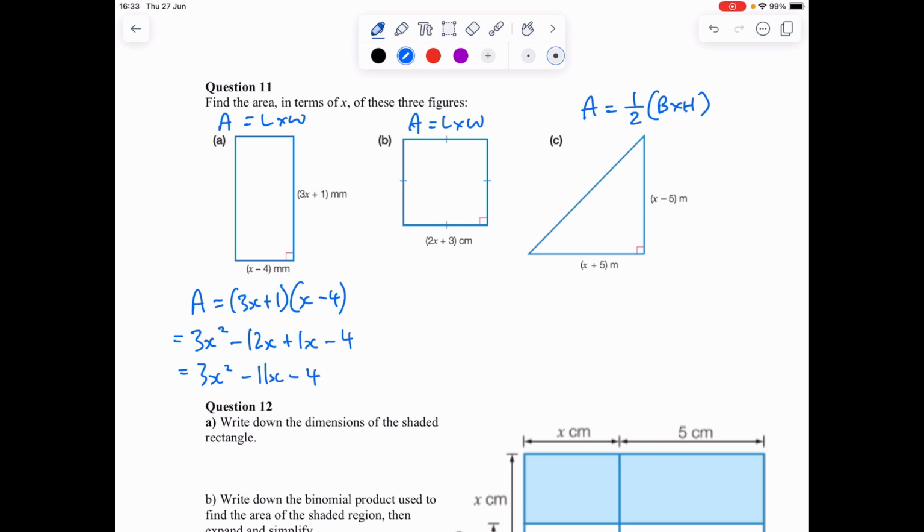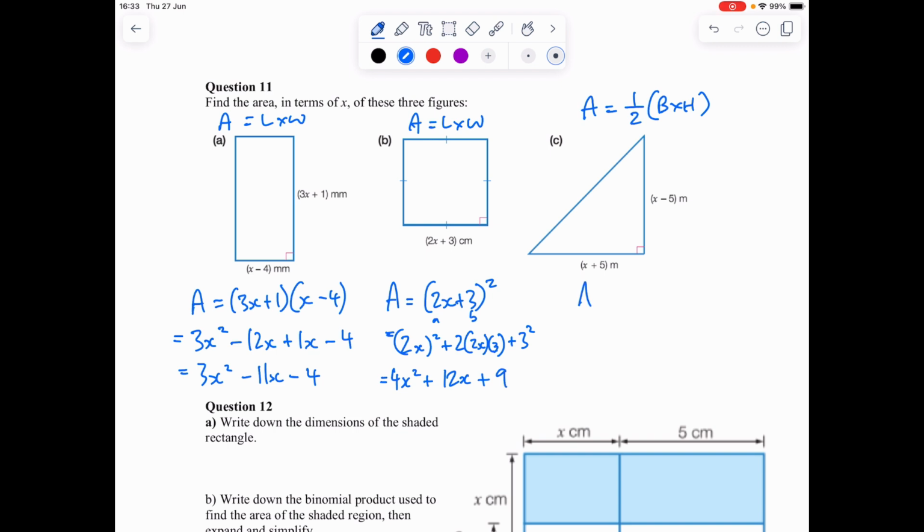Area of the square. Area is going to be 2x plus 3 times by itself. The shortcut for that, this is a, this is b, it's going to be a squared, 2x whole squared, plus 2ab, so 2x and 3, plus b squared, 3 squared. 2x all squared is 4x squared, 2 times 2x, 4x, times 3, 12x, plus 3 squared is 9.